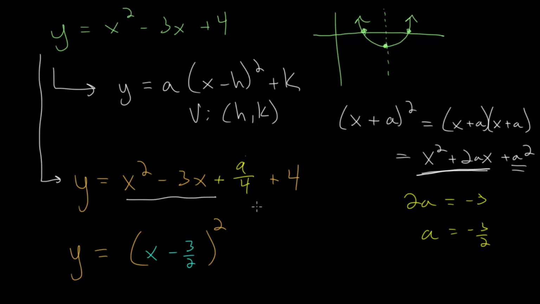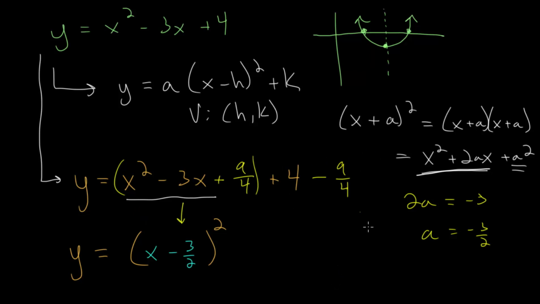But we can't just add a number. We also will have to subtract it so that it cancels out. So this right here is what will simplify to x minus 3 over 2 squared. And you can test this by just rewriting this twice and then multiplying it out. But when you do test it, you will see that these two are equivalent to each other. So we just need to simplify this part right here.